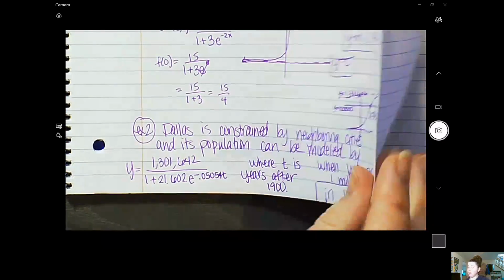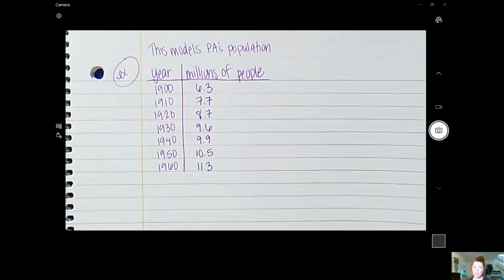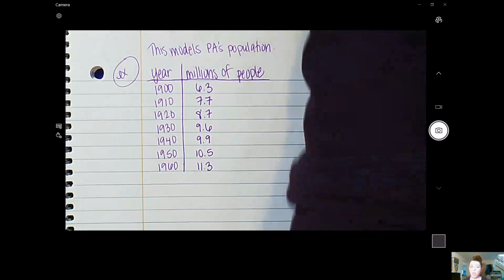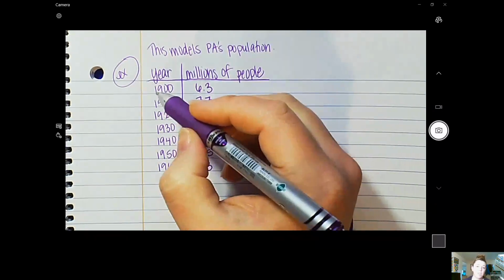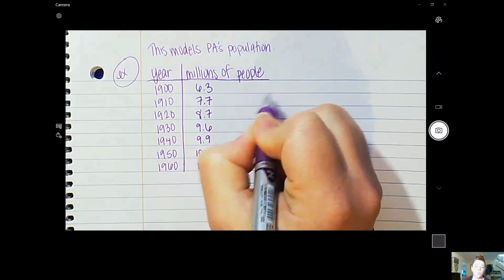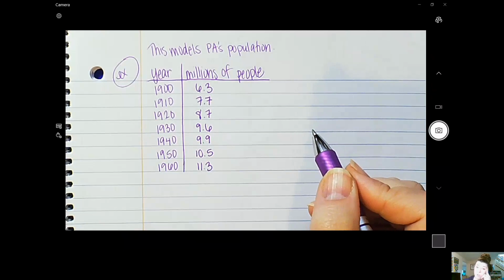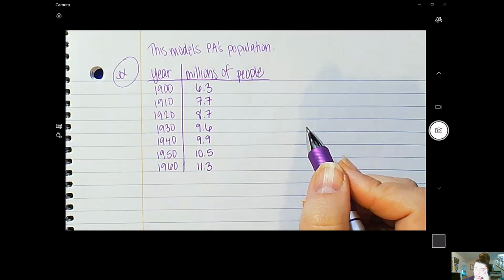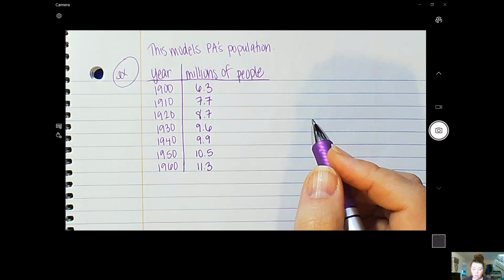All right, so now the last thing is that we can also do logistic regression. This table models Pennsylvania's population. I gave you years and then how many millions of people, and I don't need you to change this to a bunch of zeros. You can just leave it this way because the numbers are way smaller. So with this, I would like you to please do a logistic regression.